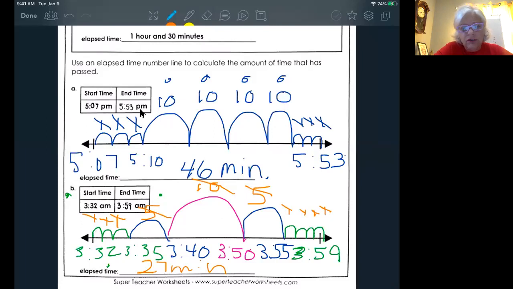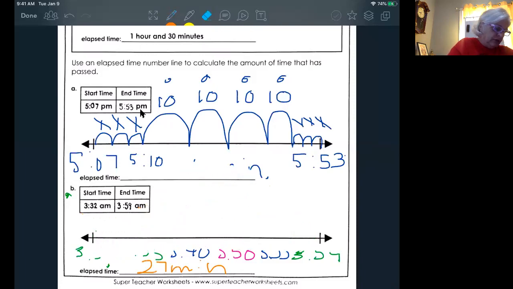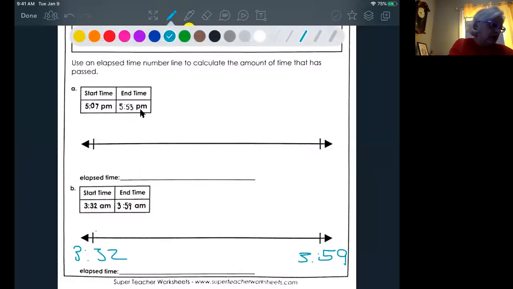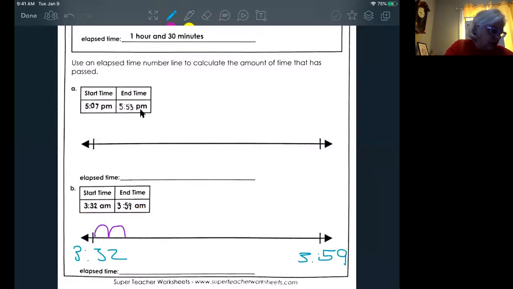I want to show you if you can count by tens and you don't have any trouble with that. I want to do this last one again with you. So I'm going to erase all of this. Sorry about that. And I'm going to start and I'm going to label 3:32 and I end at 3:59. Okay, I still want to do rocks. I still want to get to a 5 or a 10. So I have 3:32, 3:33, 3:34, 3:35.